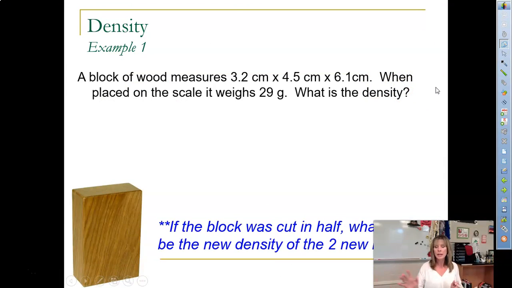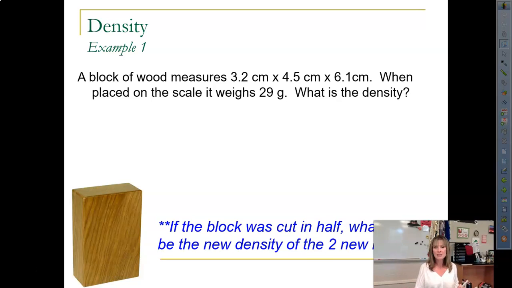Okay, go next. This is a good question. If that block was cut in half, what would be the density of the 2 new blocks? Okay, so we've already figured out what the density of that block is. So if I cut it in half, and I take the density of each of those blocks, what's the density going to be for those 2 blocks? It's going to be the same. It's not going to be half. It's not going to be twice. It's going to be the same.